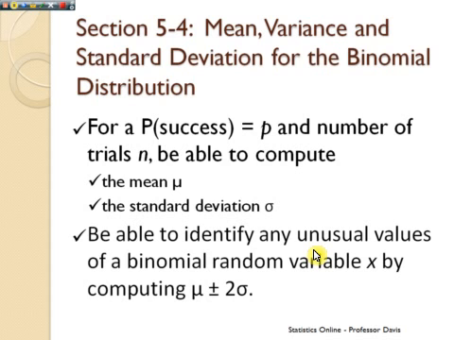As far as doing things with the mean and standard deviation, we want to be able to identify any unusual values by computing values that are more than 2 standard deviations away from the mean. So that's why we want to compute this value of mu plus or minus 2 sigma. That will denote values that are more than 2 standard deviations away from the mean.